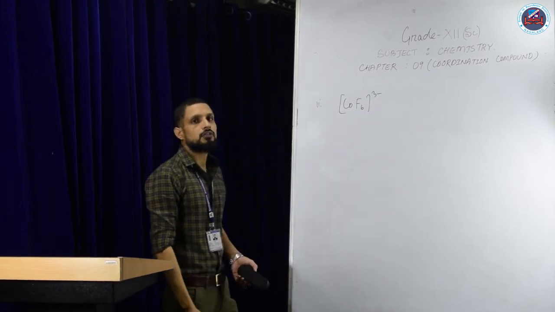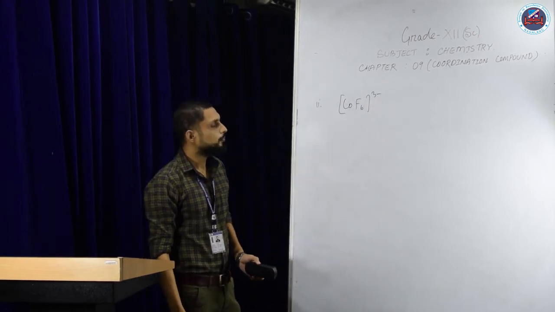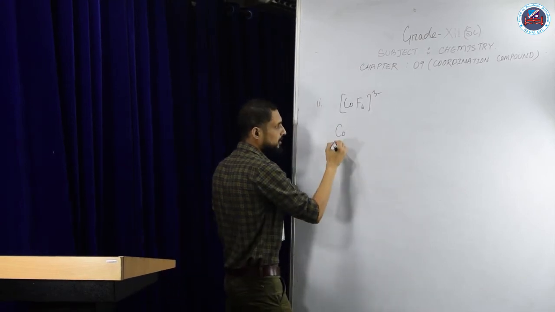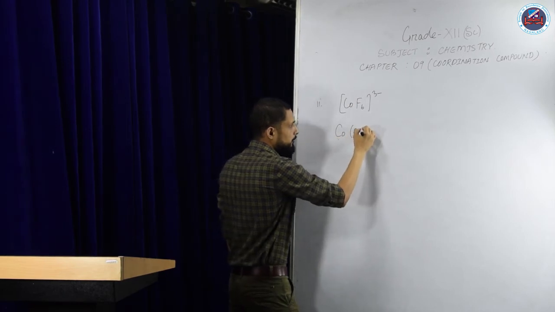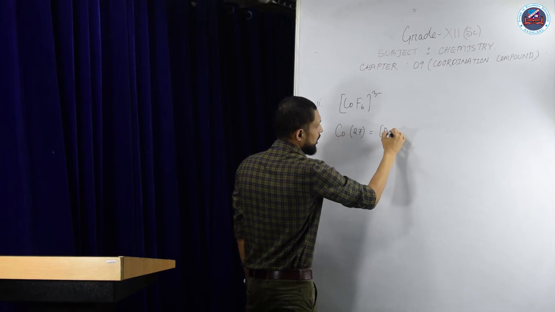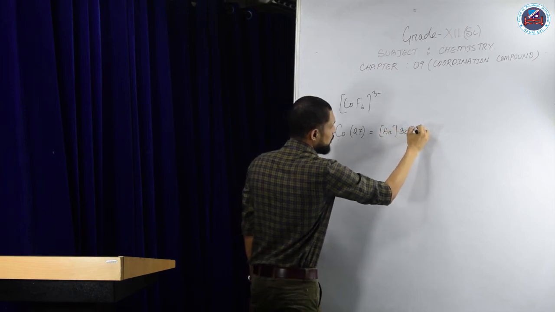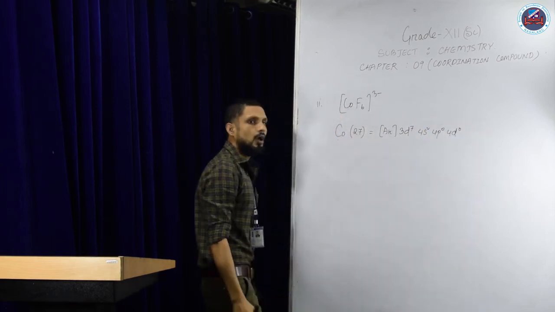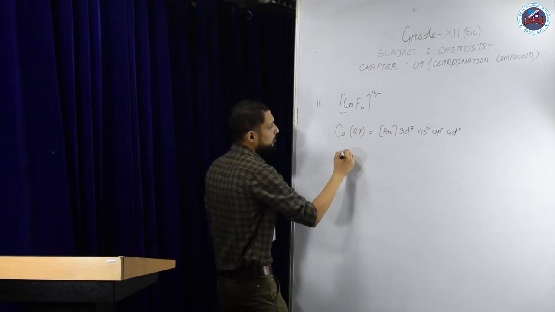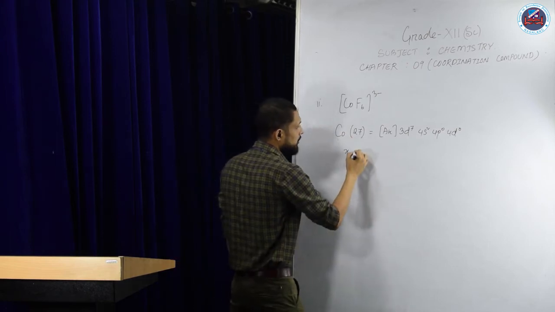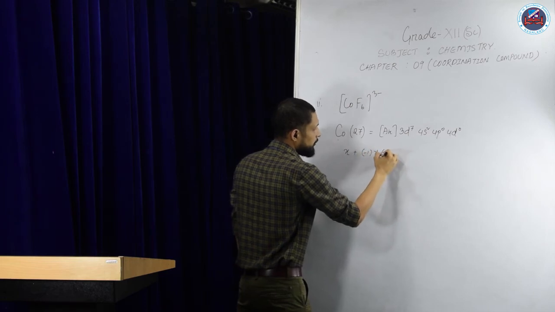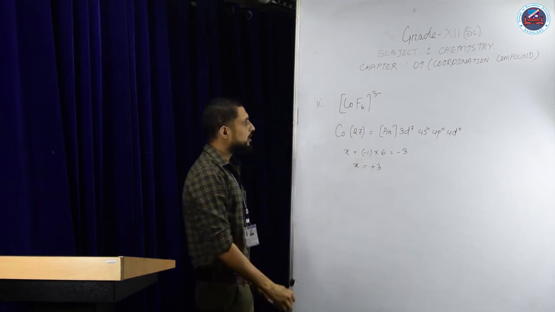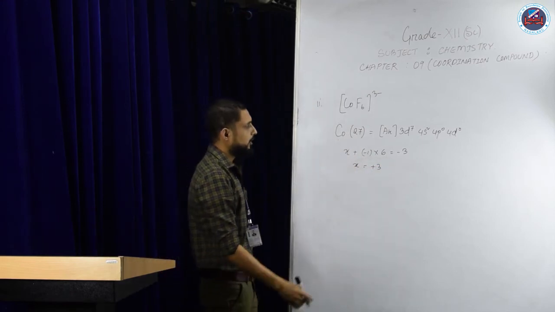So this is a compound with coordination number 6 and a weak field ligand. Again we start with the electronic configuration of the metal, that is cobalt. Atomic number is 27. So the electronic configuration is argon 3d7, 4s2, 4p0, 4d0. Next, calculate the oxidation number. Let the oxidation number of cobalt be x, plus minus 1 multiplied by 6 is equal to minus 3. So x will be equal to +3. So the oxidation number of cobalt in this complex is +3.